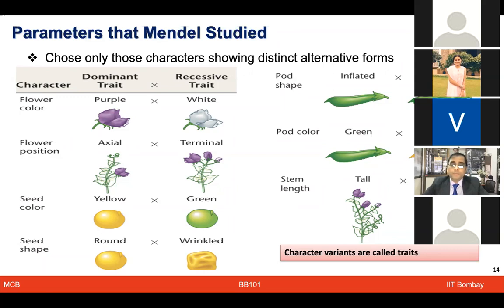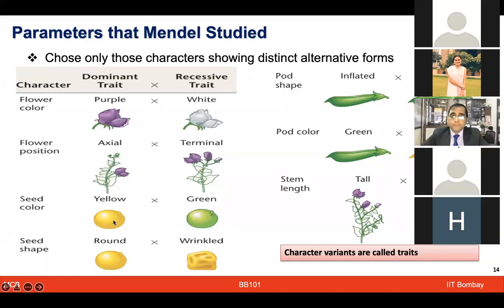Jayant, can you unmute and ask the same question again? Yes, sir. Yellow is the dominant factor. Then where does it say? Here, yellow and green. Yellow is the dominant, no? You mean the seed? Yes, seed, sir, green seed and yellow seed, right? Yes, sir. Then why are most of the seeds green that we see around us? That's right.